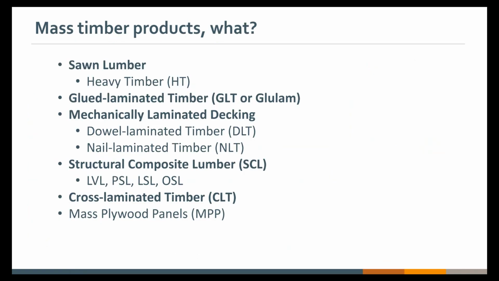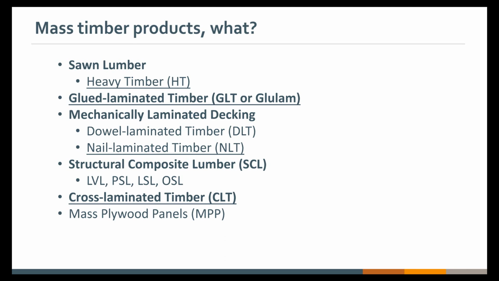What are mass timber products? Well, we have sawn lumber, which includes heavy timber, and then we have glue-laminated timber, and then we have mechanically laminated timber decking, structural composite lumber, cross-laminated timber, and mass plywood panels. All of these products can be used in a mass timber building. And what we'll talk about, though, are the ones that are underlined here in this presentation, because these are the ones that are defined and more commonly used in mass timber construction.